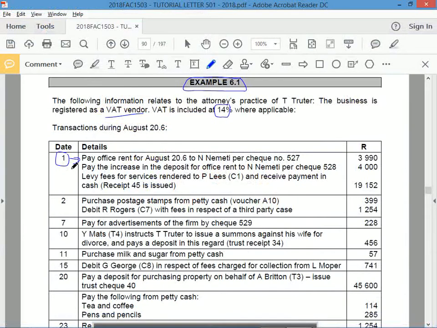Okay, the next one. Pay the increase in the deposit for rents. Again, per check. Okay, so now you guys tell me, what is there? Do we have an income and expense, capital, drawings? What do we have?